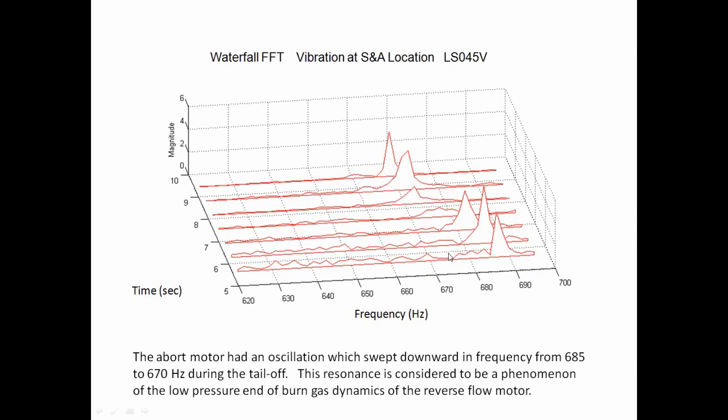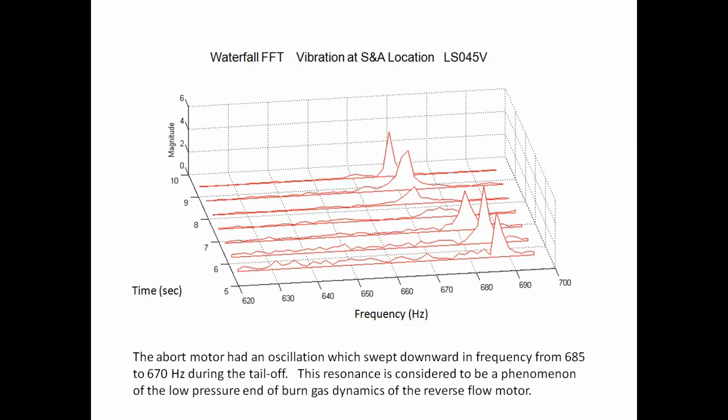But at the end of motor burn of the launch abort motor, the main motor burn, we have another series of spectral peaks showing up in a Waterfall FFT plot. This abort motor had a solid rocket motor cavity pressure oscillation during tail-off, and it started at about 685 hertz, and then swept downward to 670 hertz. A conclusion was made that this resonance is considered to be a phenomenon of the low pressure end of burn gas dynamics of the reverse flow motor.